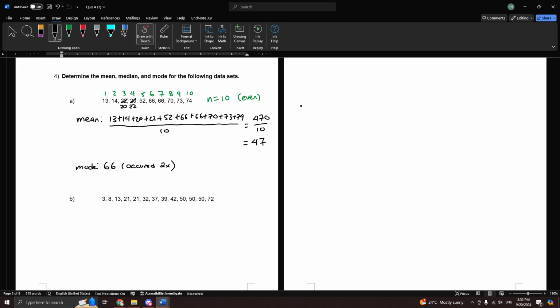Last but not least, we're going to look at our median, okay? We know that n is 10. It is even. So we're going to have to do the same thing as we did in question 3. n over 2, n over 2 plus 1. So 10 divided by 2 is 5. 10 over 2 plus 1 is going to be 5 plus 1. That's 6. These are not my middle numbers. These are my positions for the middle numbers. Okay? 5th and 6th position.